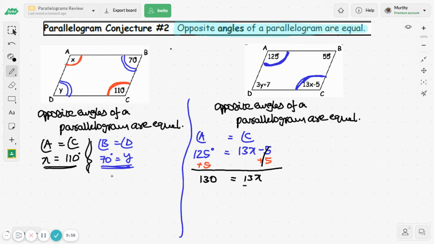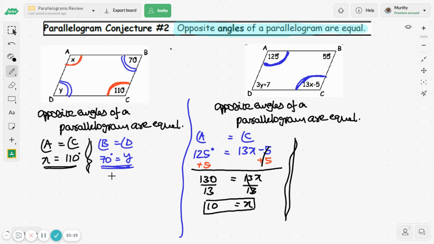Then you know how to isolate x. Division by 13, division by 13, then the value of x equals 10. The value of x equals 10. So the question is find the value of x and y. Therefore, you need not do anything further.